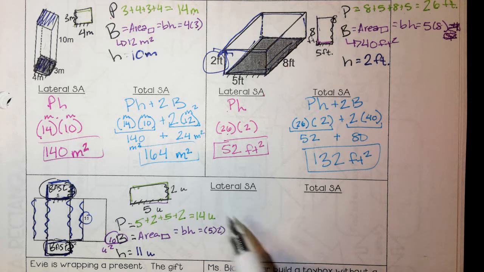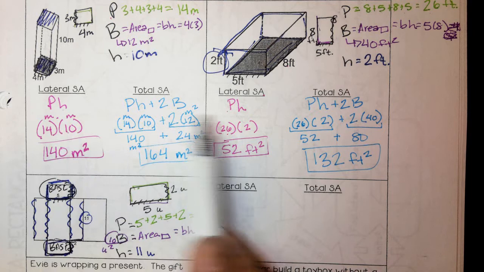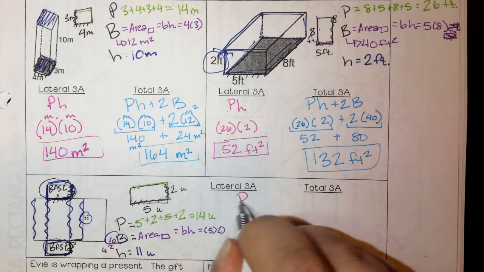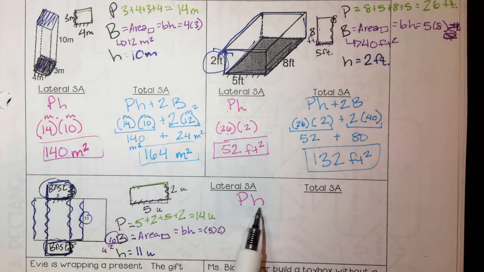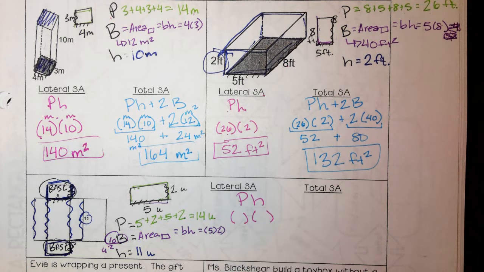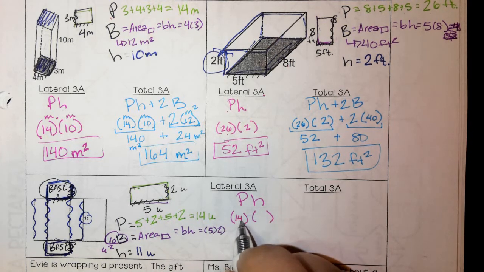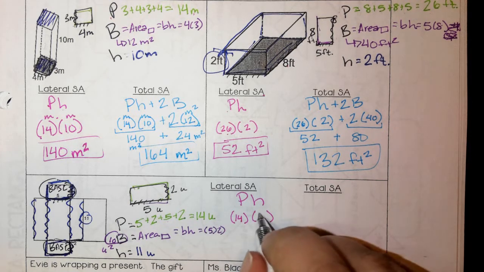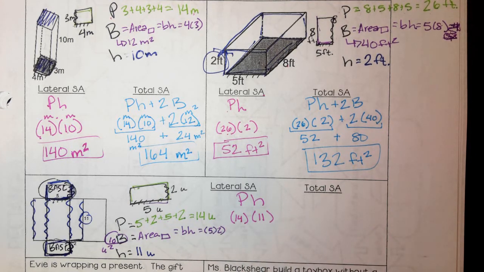Finding the lateral surface area, we're just using the formula pH. The perimeter of the base times the height of the prism. Putting a set of parentheses or a bubble everywhere I see a letter or a variable. This bubble is in place of P, and P is 14 units. This bubble is in place of H, and H is 11 units. I've got 11 times 14, which I believe is 151.